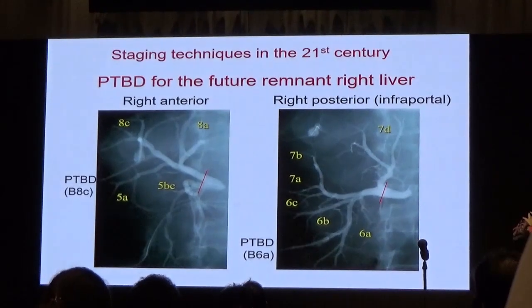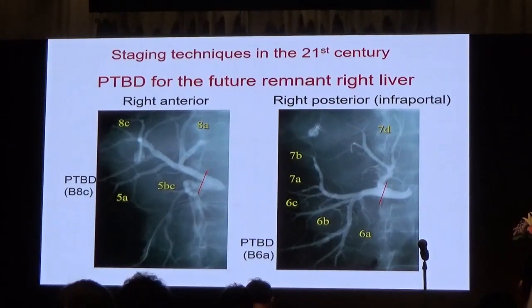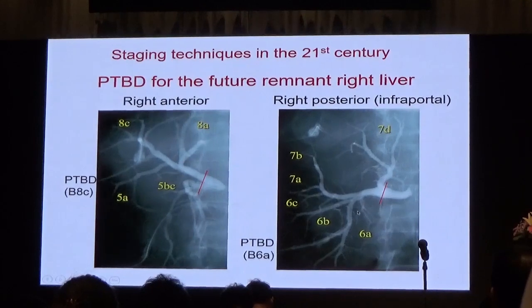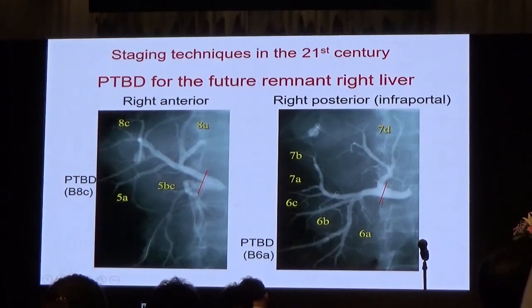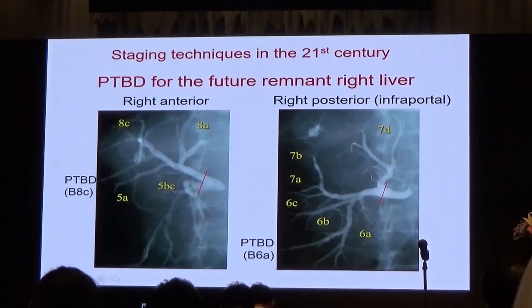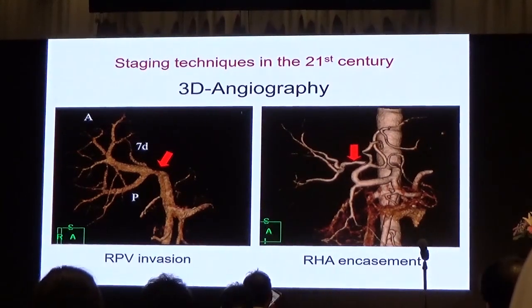Next case is another advanced hilar cholangiocarcinoma. The right hepatic duct was separated, anterior and posterior. We put in 2 PTBD catheters for anterior and posterior. The resection line could be designed here, proximal to the confluence of segments 8 and 5. For the right posterior sectional duct, the resection line can be designed distal to the confluence of segments 6 and 7. And 3D angiography can be obtained in this century.